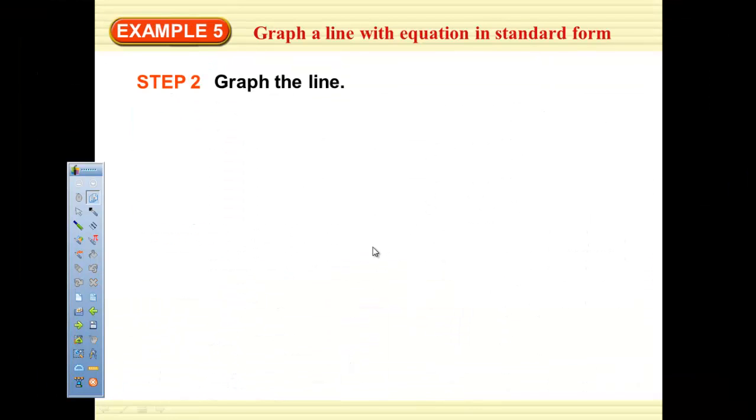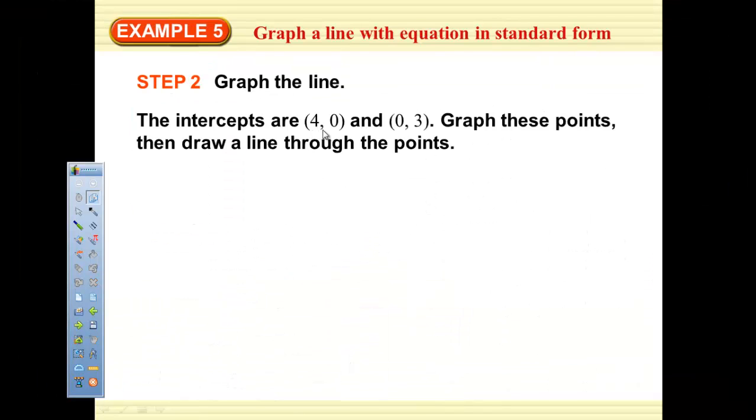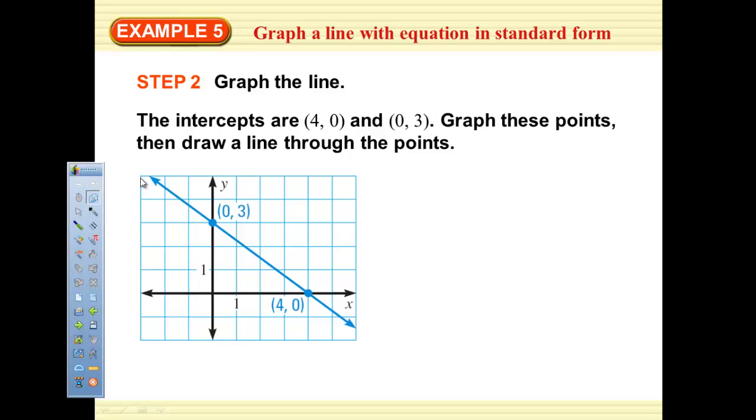So again, the intercepts are at (4, 0) and (0, 3). This is the x-intercept at (4, 0), y-intercept at (0, 3). We graph those 2 points. We continue it throughout, and we get our line.